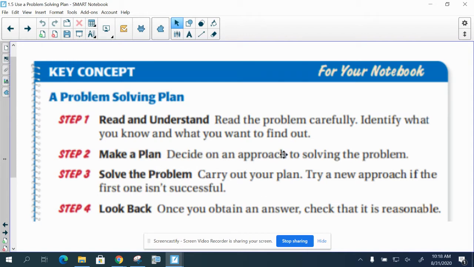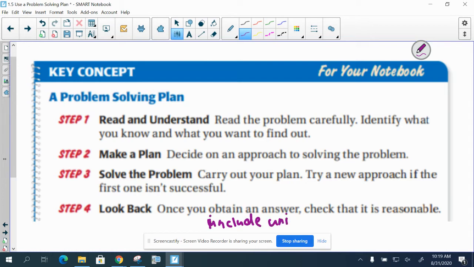So decide what equation you need to solve the problem and what you need to do. And then carry out your plan. If you are not successful, try a different approach. And then once you've got your answer, look back to make sure that it's reasonable, related to what the question was asking for. And if the question says to include units, especially on Edulastic, then include units.